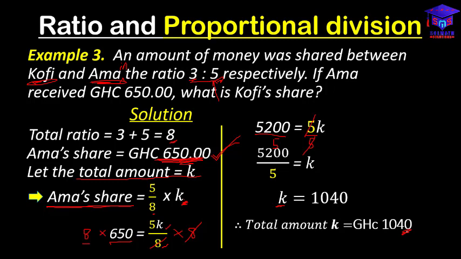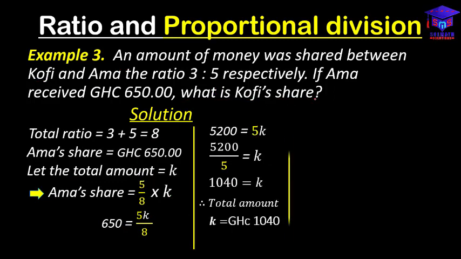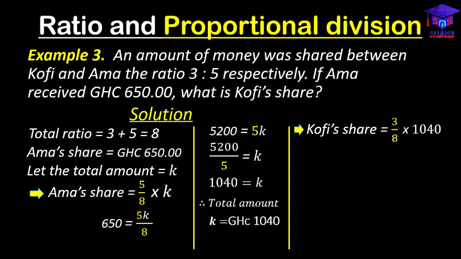But that is not what the question wants us to find. The question wants us to find Kofi's share. But now that we have the total amount that is shared, we can find Kofi's share. How do we find that? There are two ways that we can talk about. The first one is Kofi's share is equal to Kofi's fraction times the total amount that is shared. Kofi's fraction is the ratio that corresponds to Kofi divided by the total ratio times the total amount that is shared, and that will give us Kofi's share.